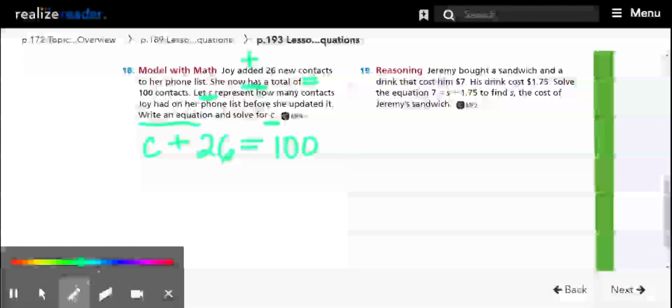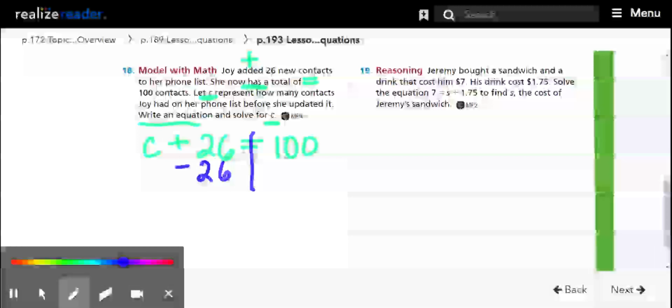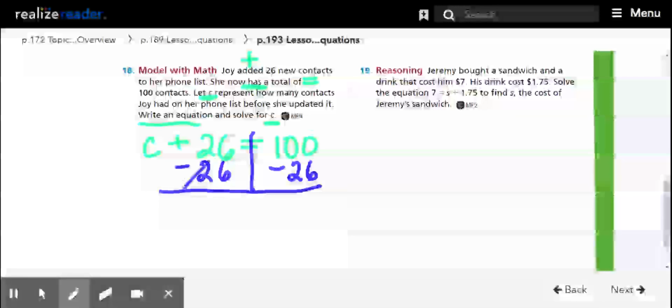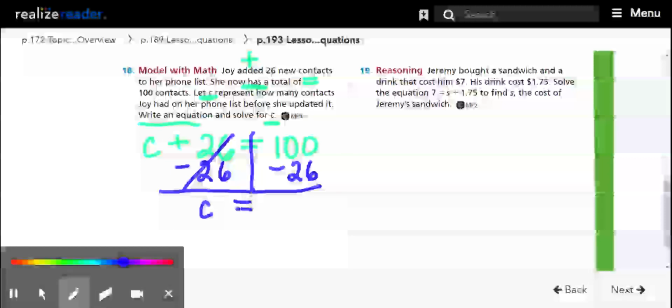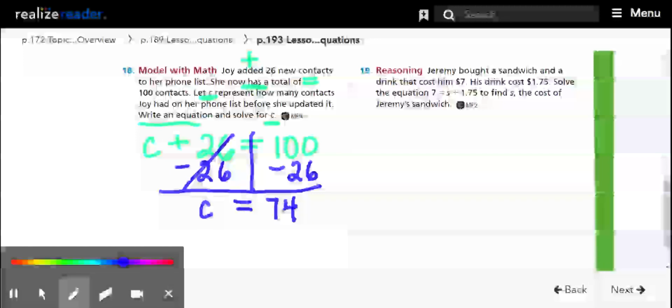Next step is to actually solve for C. Split your equation in half, use the inverse operation. I'm using the 26 because that is the number that's working with the variable. 26 taking away 26 will cancel to 0. All I have left on the left side of my equation is C. I'm now subtracting on this side to actually solve for C. 100 minus 26 is 74. So I'm pretty sure that 74 is my answer.